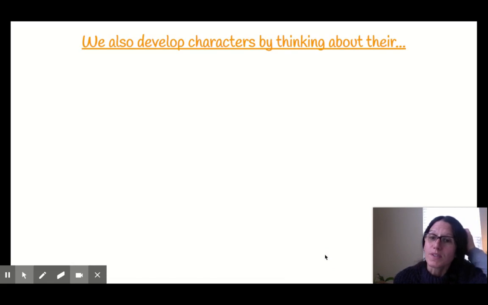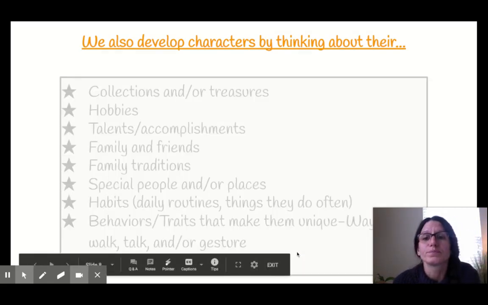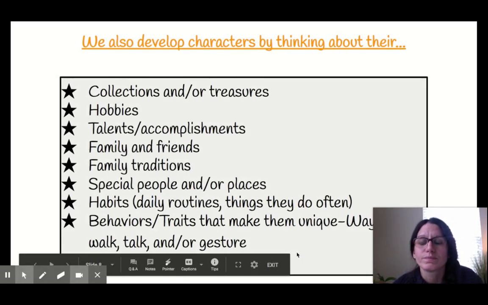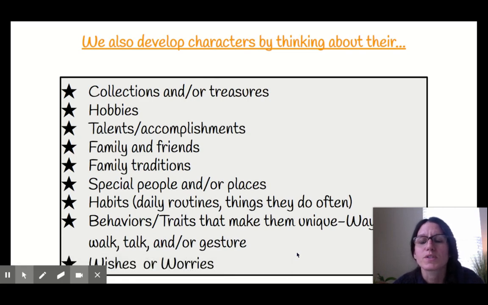So here are some other things to think about. The long list. We kind of talked about all of them, right? We talked about talents, like Jabari's diving or swimming. His family, we talked about. His behaviors, his wishes and worries. That's what's going to create a believable character for you.